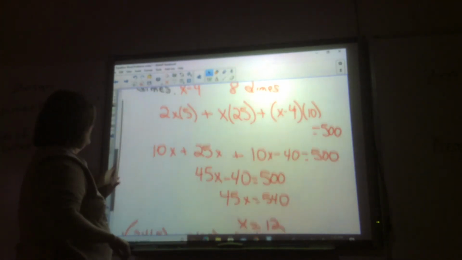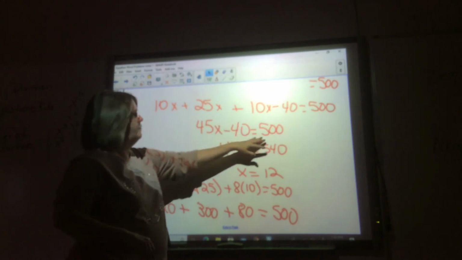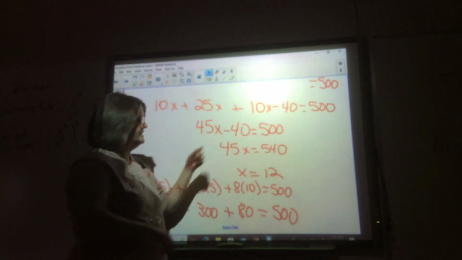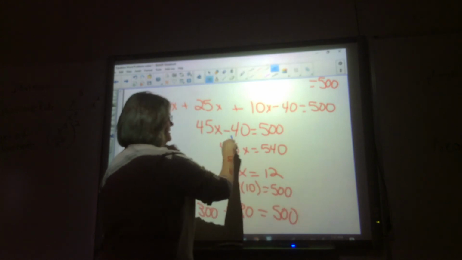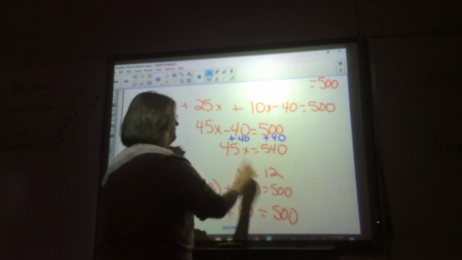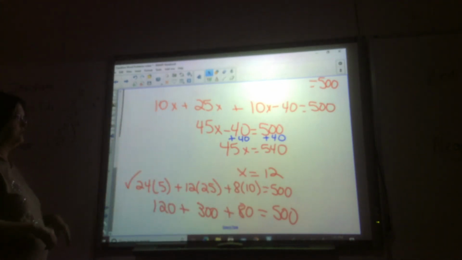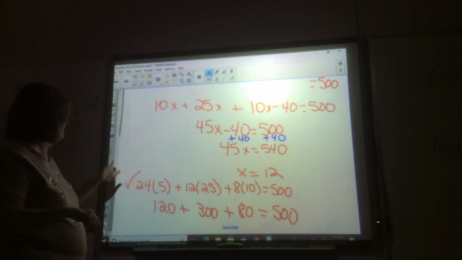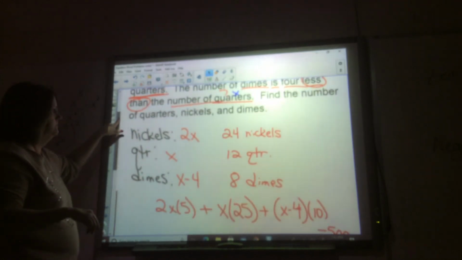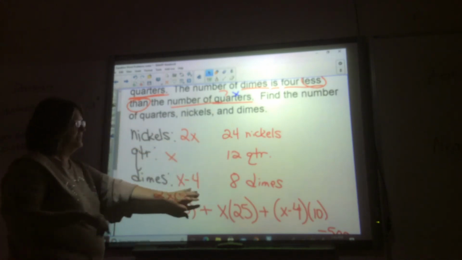Then I combine like terms. That gives me 45x minus 40 equals 500. I add 40 to both sides to move this one. That gives me 45x equals 540. Divide by 45 and x is 12. All right, so I've got 12 quarters. And 2 times 12 is 24. And 12 minus 4 is 8.